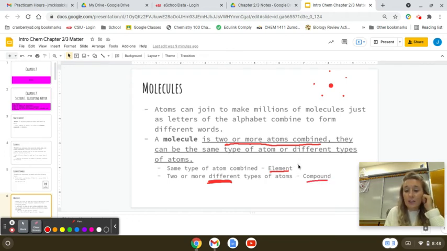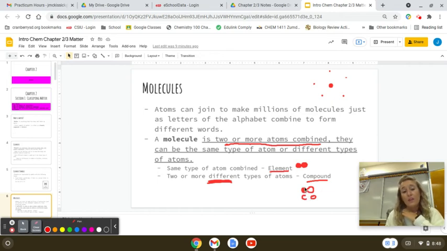So if I had to draw these out, for an element, let's say one red dot is one oxygen atom. I can have two oxygen atoms together. That makes a molecule, but that would be signified as an element, okay? I could also have a compound, so let's say our oxygen with a carbon, okay? So the dots are different. We have one carbon, one oxygen. They're chemically combined, forming a molecule, okay?